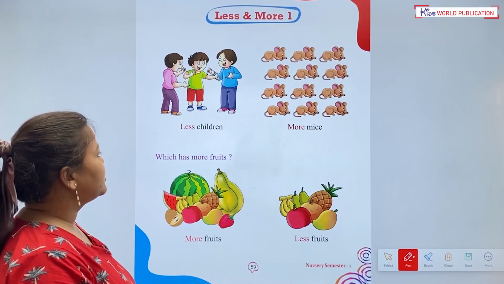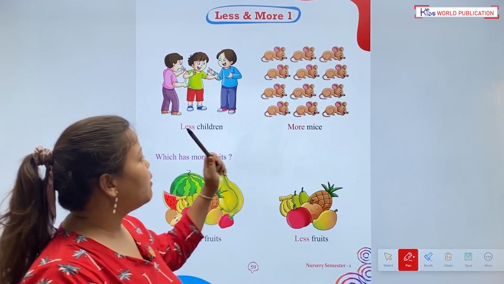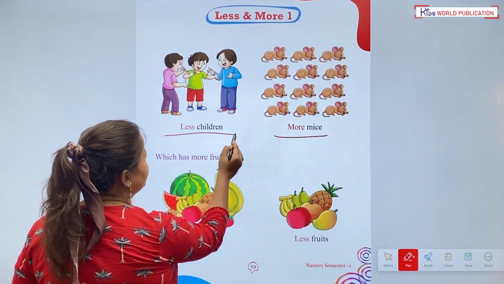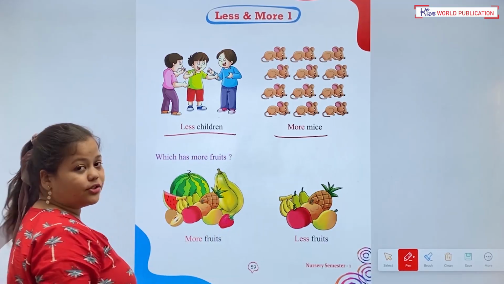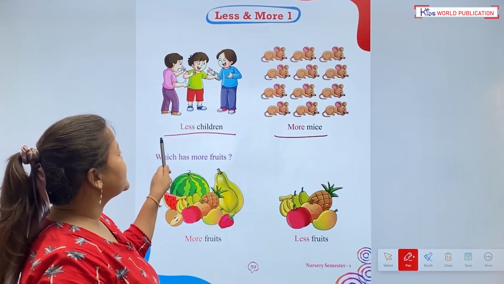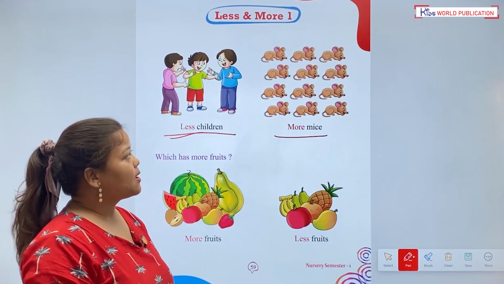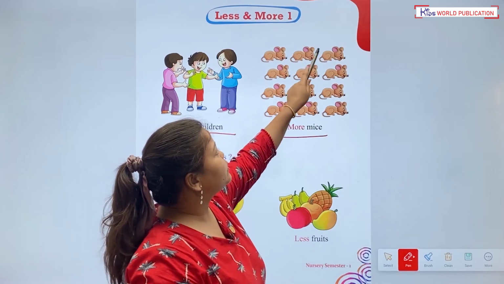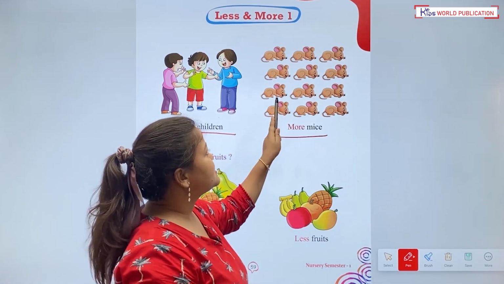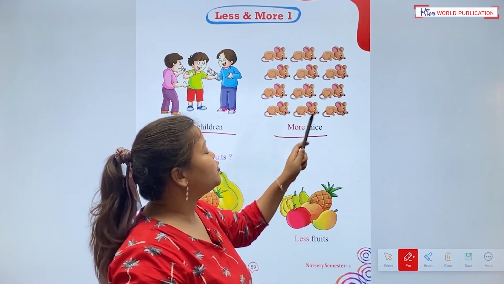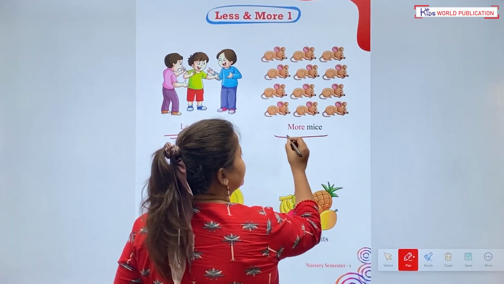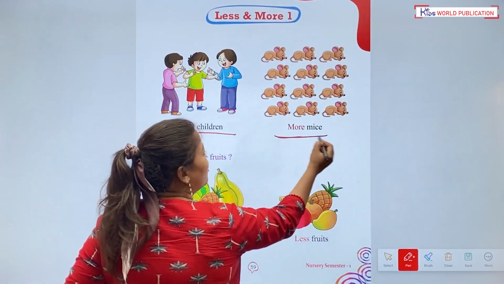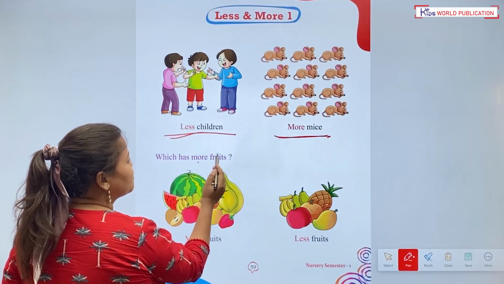Less and more. Less children, more mice. So kids, here you can see the less children. There are only 3 children. 1, 2, 3. That's why these are less. But here, if we count, there are 1, 2, 3, 4, 5, 6, 7, 8, 9, 10, 11, 12 mice, which means they are more. So that's why we say more mice. Which has more fruits?